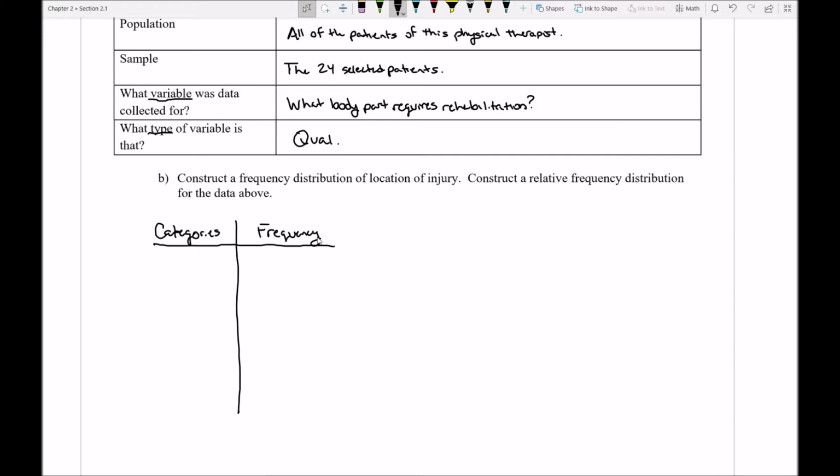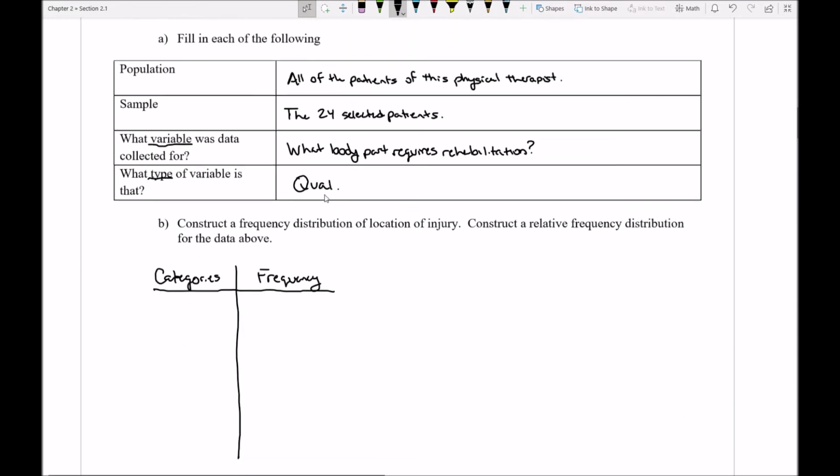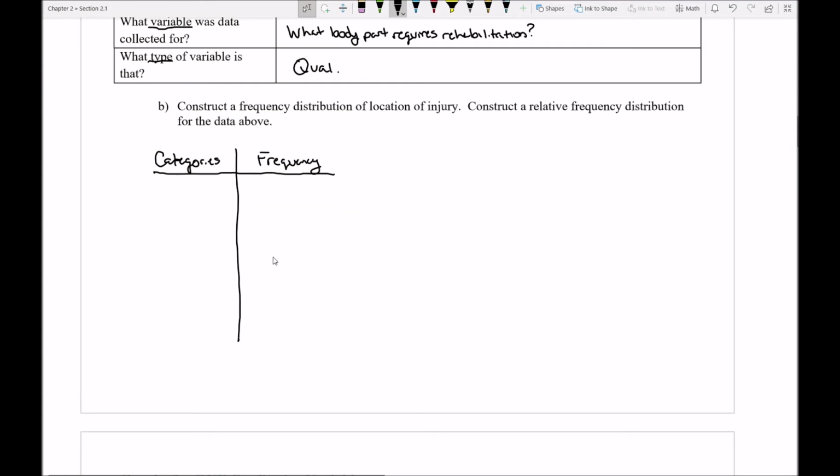So this is just going to be a very simple table that's going to be used to help organize the information that we have up here. On the category side, we're actually going to go ahead and list down all the different types of responses that we had. If you look at the table up above, you'll see that we had some people respond with back as the part requiring rehabilitation, some with hip, some saying it was their knee, others saying neck, and some people saying shoulder. And we could easily go through that table up above and count up the number of individuals that responded with each of these different categories.